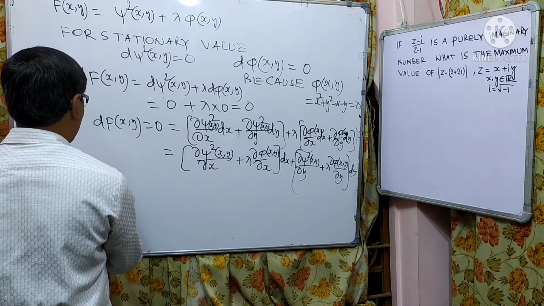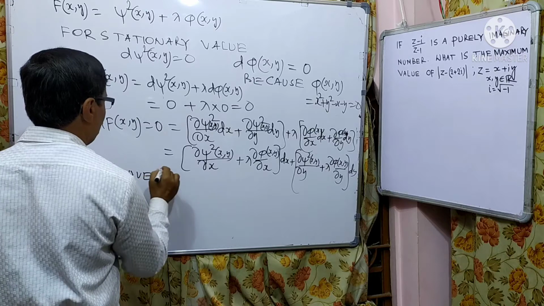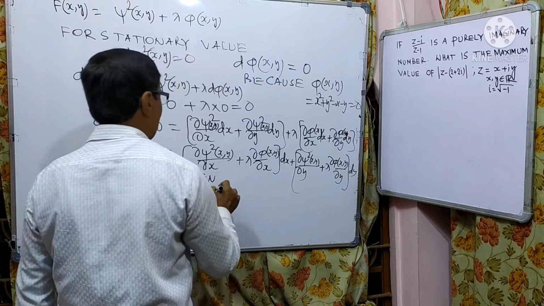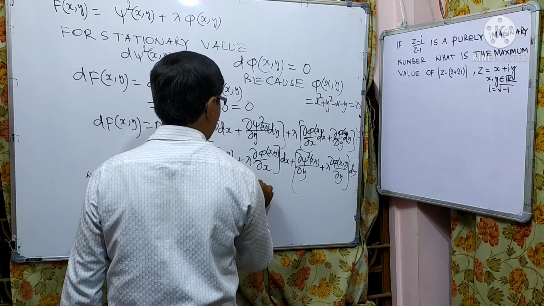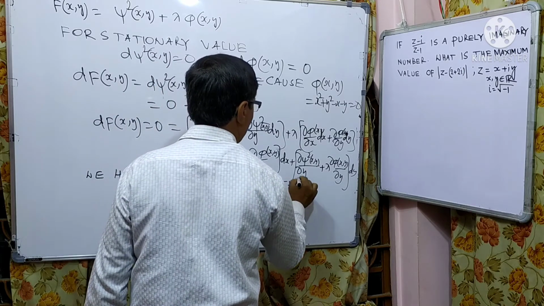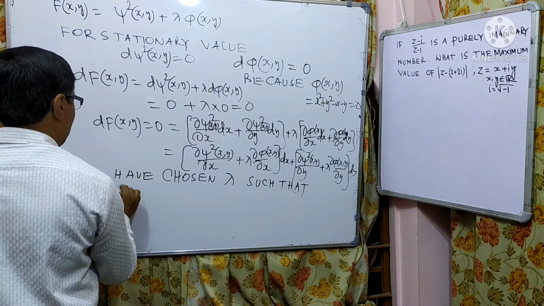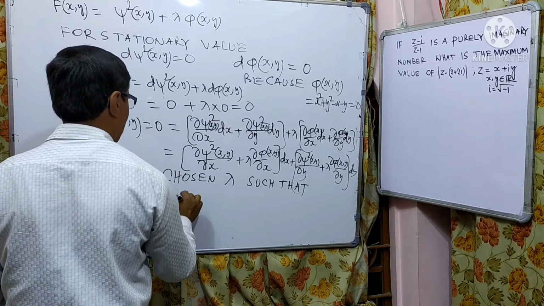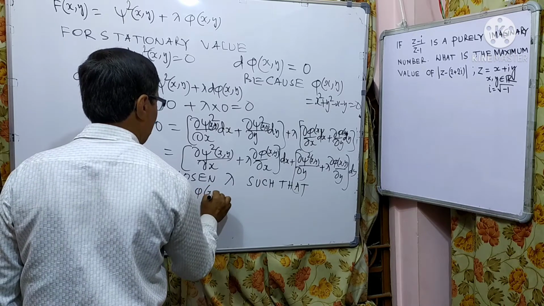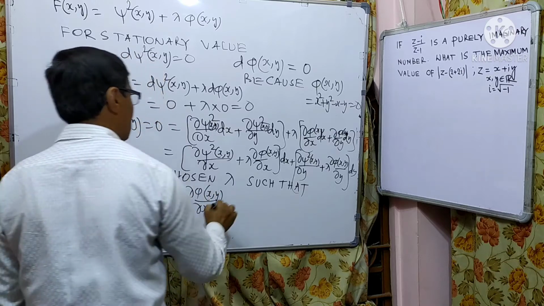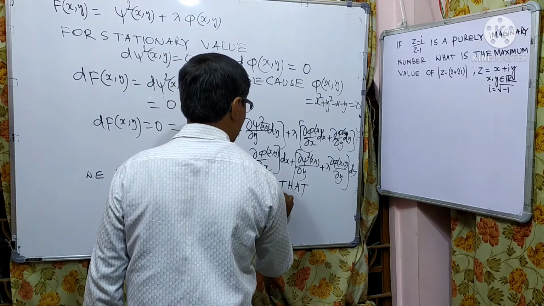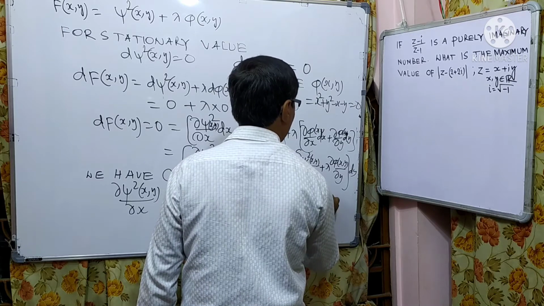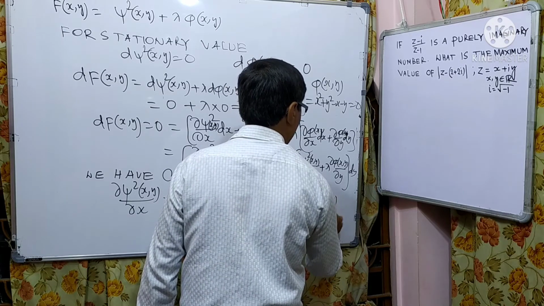We have chosen lambda such that del psi²(x, y)/del x + lambda del phi(x, y)/del x = 0, and del psi²(x, y)/del y + lambda del phi(x, y)/del y = 0.